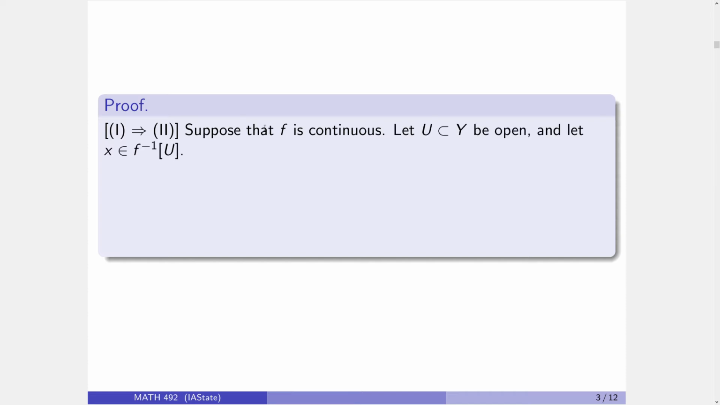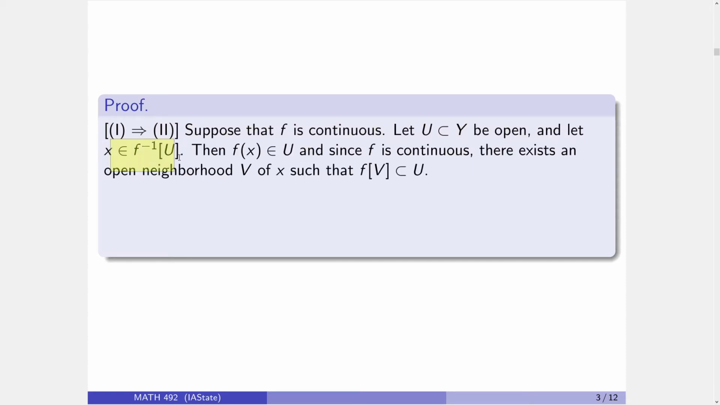All right, so suppose we're continuous. Take an open subset U and let X be an element of the inverse image of U. I'm trying to prove this is open. So what do I want to do? I want to show that there is an open neighborhood of X that is contained in this set.